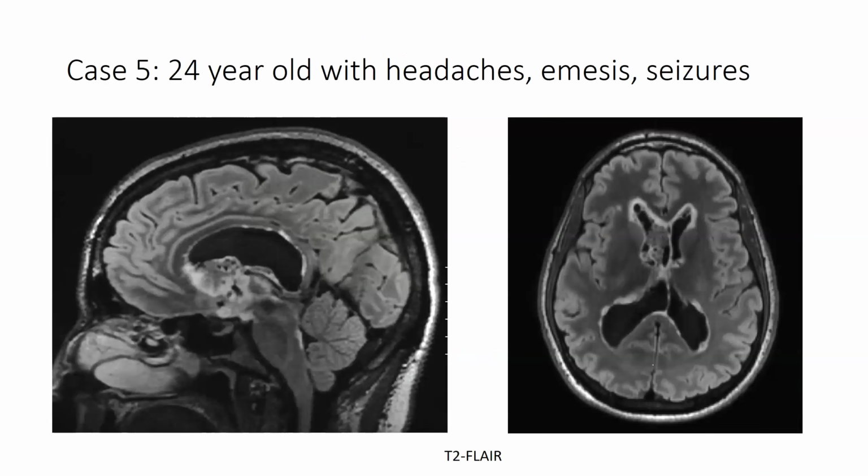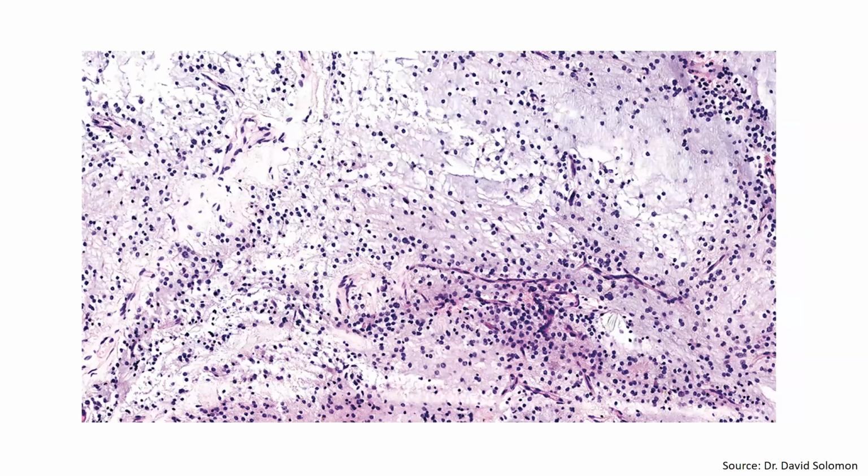Okay, I think I have 2 cases left. This is case 5, a 24-year-old that presented with headaches, emesis, and seizures and has this very complex mass in the midline. On the H&E, it's a moderately cellular tumor composed again of small, very monomorphic blue cells. So it's again got that sort of oligodendroglioma-like appearance. These often have a myxoid stroma and a very delicate capillary network. You can see floating neurons, neurocytic rosettes.